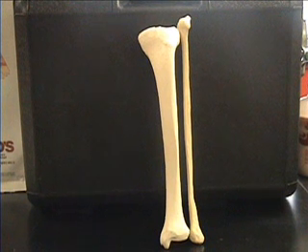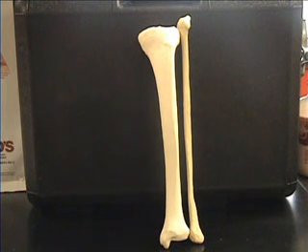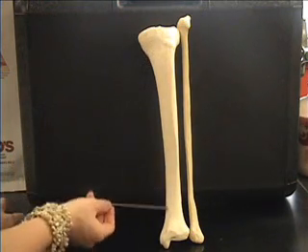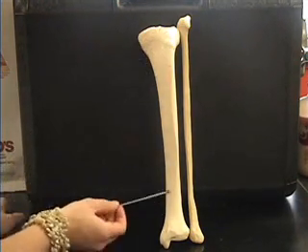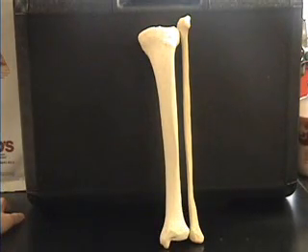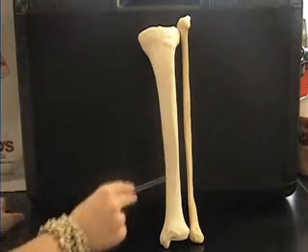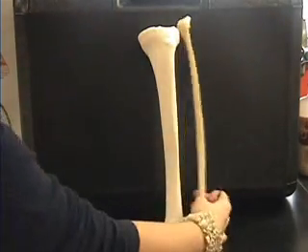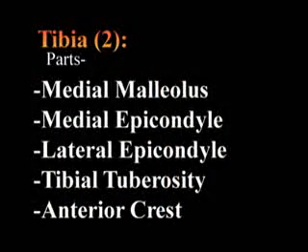The two bones of the lower part of your lower extremity, or your lower leg. You have the larger bone, your tibia, which you see here on the right, and the smaller, thinner bone on the left side is known as your fibula. Name this bone tibia, name this bone fibula. Let's take a look at the anatomy of your tibia.